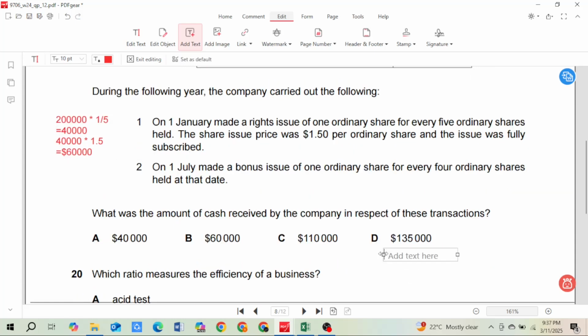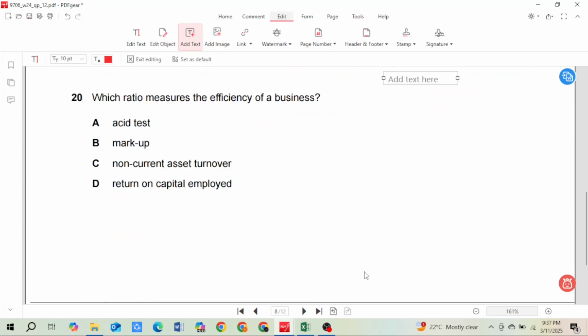And then the final one for today. 20. Which ratio measures the efficiency of the business? So there are ratios that we have grouped together, basically three groups: profitability, liquidity, and efficiency. So there are four ratios given here: acid test ratio, markup, non-current asset turnover, and return on capital employed. Okay. So if you don't know that, I will show you the list right now.